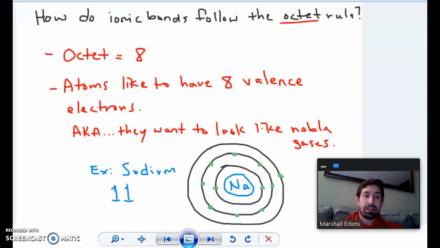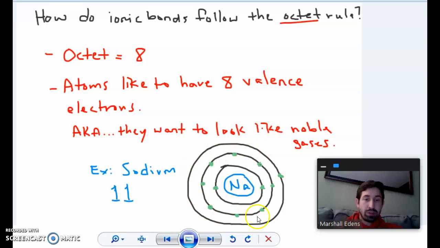So firstly, the octet. The octet stands for 8, and this indicates that atoms like to have 8 valence electrons. Valence electrons are the electrons that are in an atom's outermost electron shell.